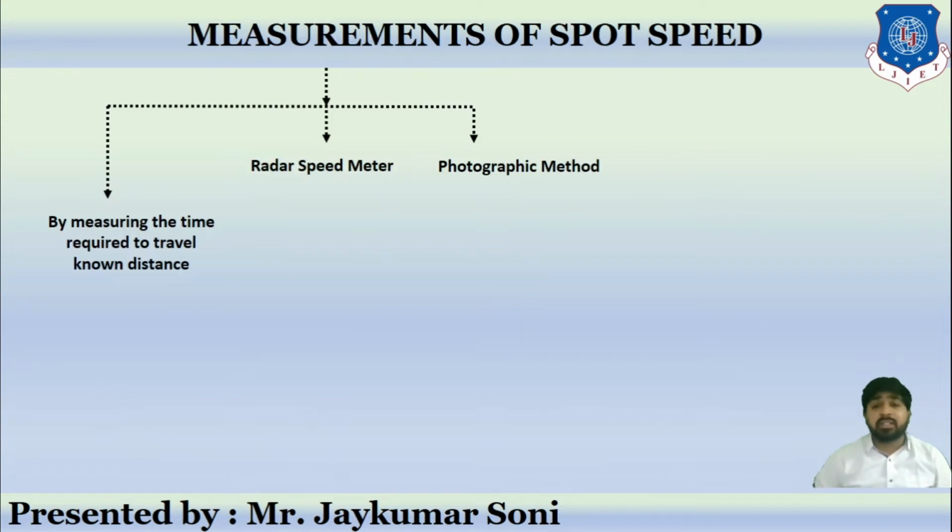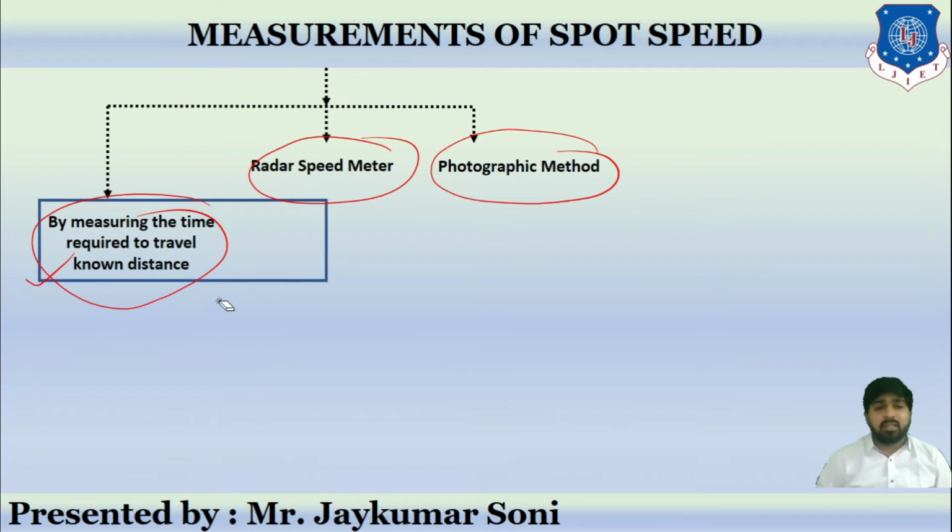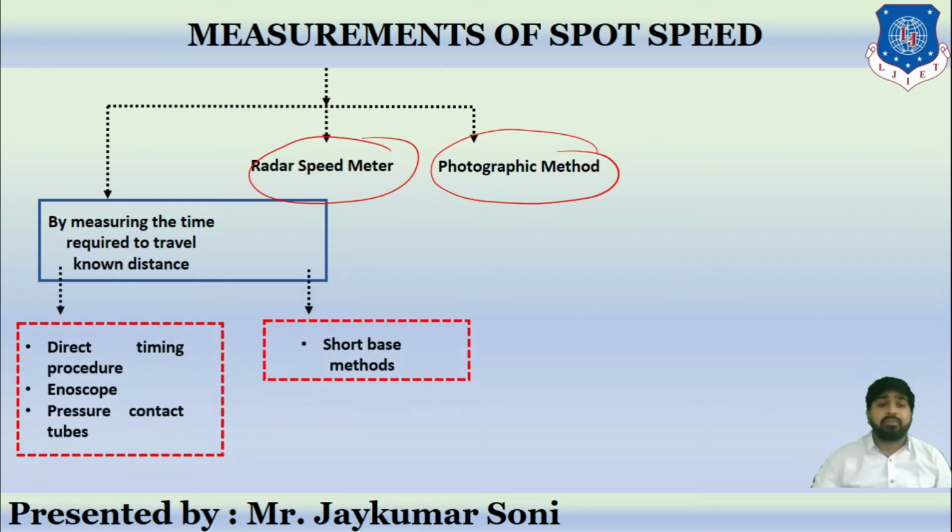Now there are various measurements of spot speed. We can measure the spot speed, that is called instantaneous speed, by measuring the time required to travel a known distance. We can measure it manually also. We can measure it with the help of a radar speed meter also, and we can also measure it with the help of the photographic method. See, this is the first method that deals with the time required to travel the known distance. This includes two things. First is called the long base method and second is called the short base method.